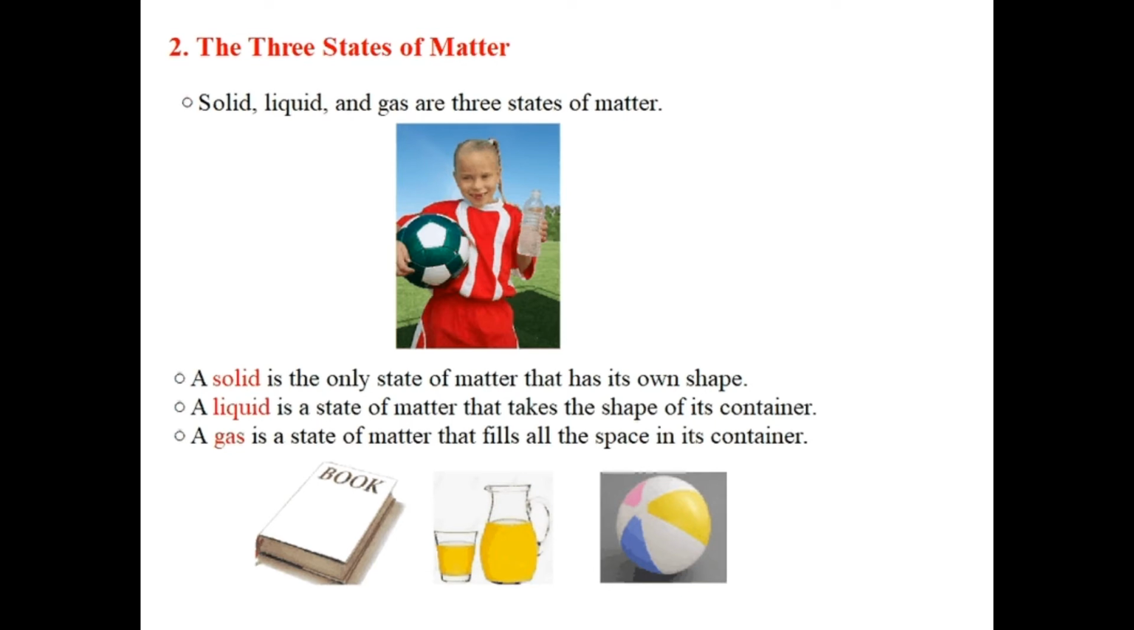A liquid is a state of matter that takes the shape of its container. For example, if we put the juice in a pitcher, the juice will take the shape of the pitcher. If we put the juice in a glass, it will take the shape of the glass. So, the juice is a liquid because it doesn't have a specific shape. It takes the shape of the container.